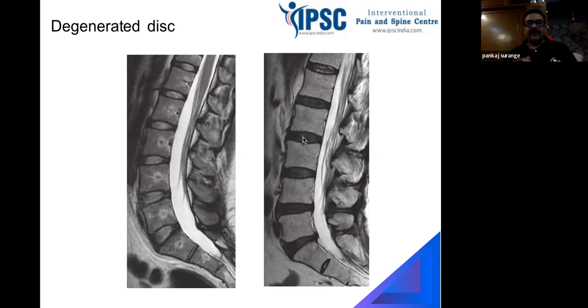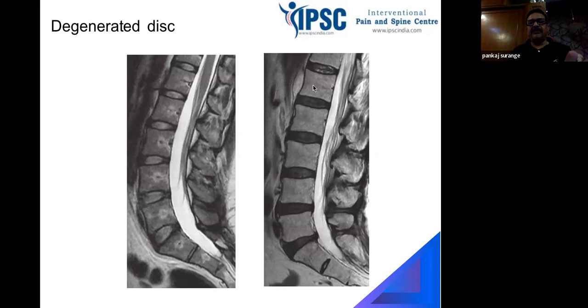Why? Because it's a simple physiological dehydration of the disc. Why are we saying it's not a pathological degeneration? It's a physiological degeneration because if you look at the end plates, if you look at the height, it is maintained. Annulus is intact, end plates are intact, disc height is maintained. Only thing is it has lost its water.